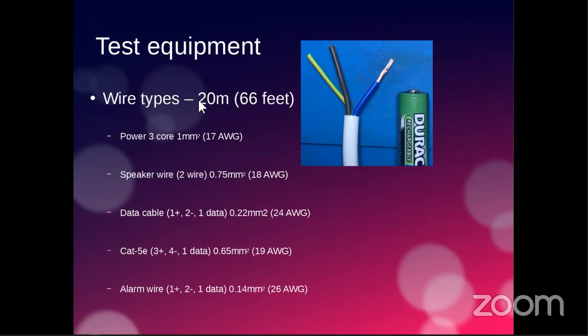All of them have been run over 20 meters or 66 feet of wire. So all of the tests have got a long run of wire, and we're doing the test generally at the end of that wire to understand how the signal has changed over the course of that wire.